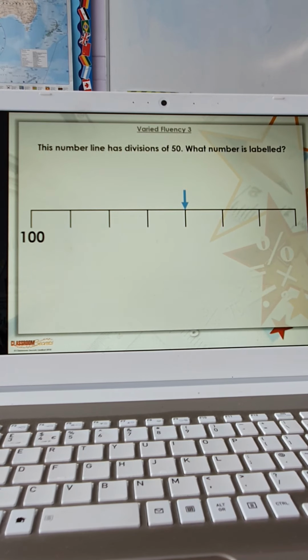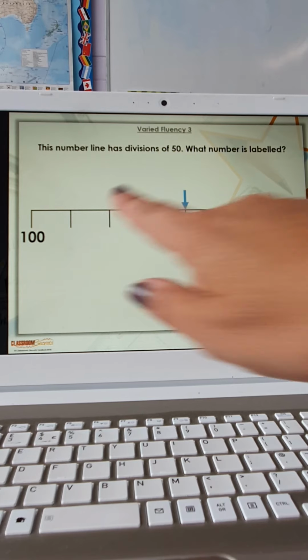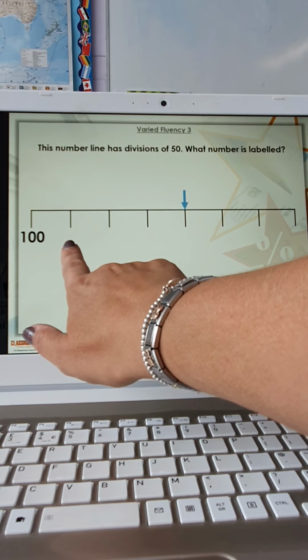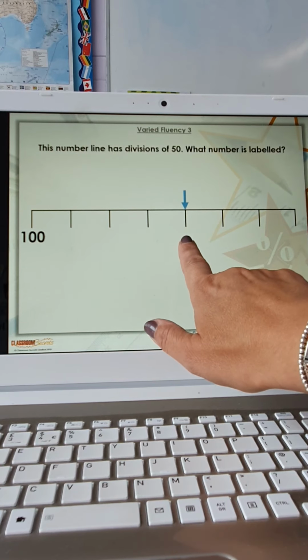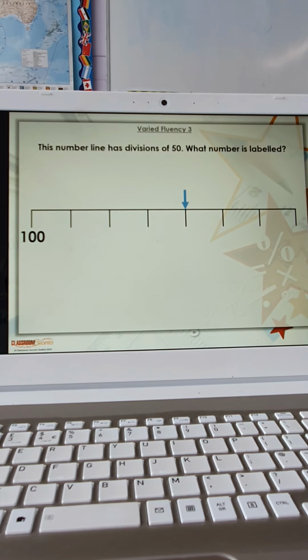Now we've got another number line. We've got a start point of 100, but we don't know what it's going up to. What we do know is each division is 50. So to find the number that's labelled by that arrow, we need to count up in 50s. So 100, 150, 200, 250, 300.